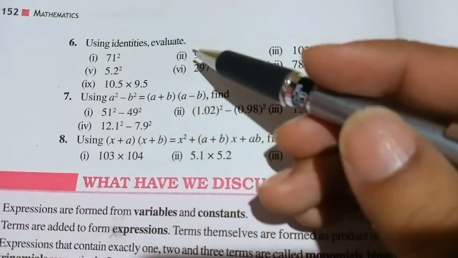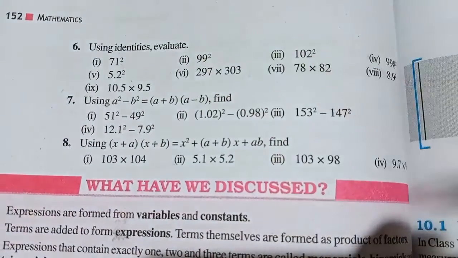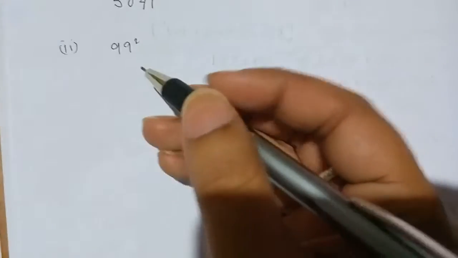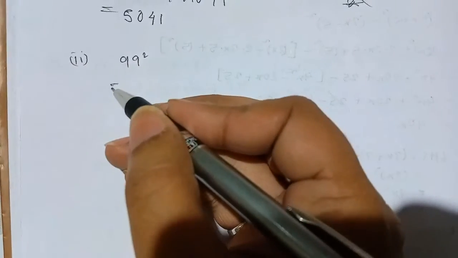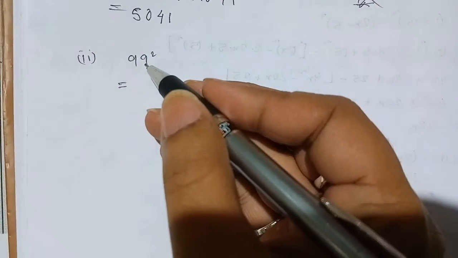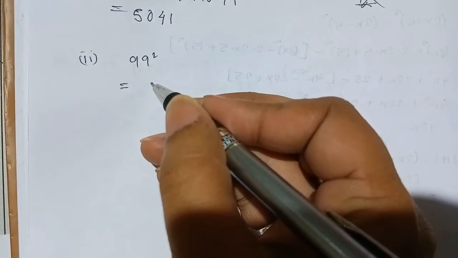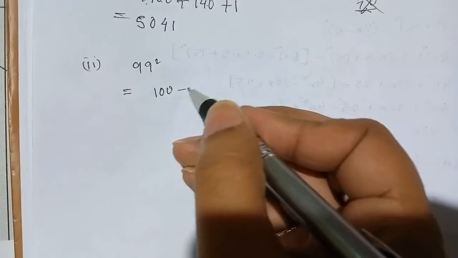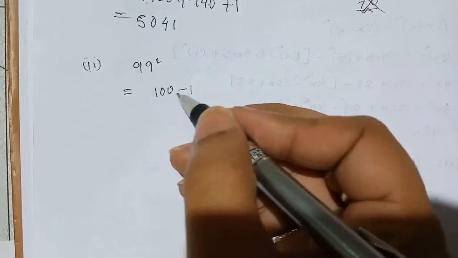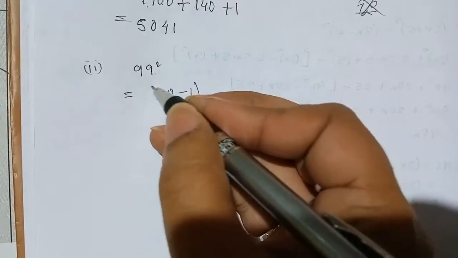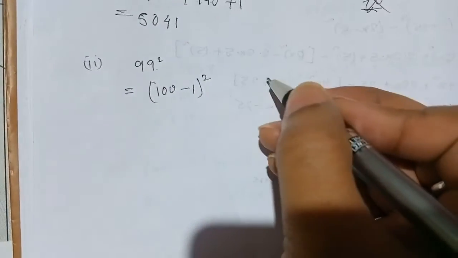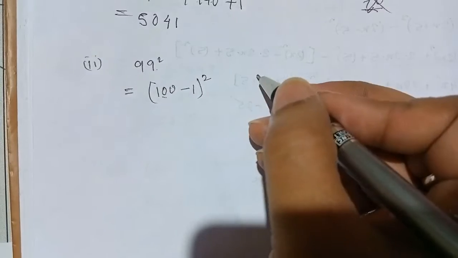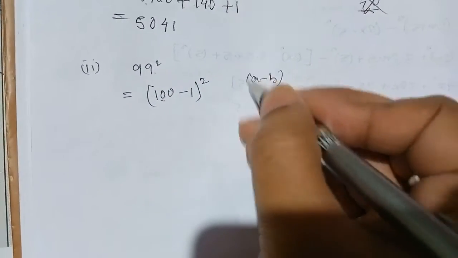Now let's see the second number, 99 square. How to do 99 square? 99 square can be broken into two parts again. So how can you break it? 99 can be written in the minus form, 100 minus 1. 100 minus 1 is 99. So 100 minus 1 whole square. Now this is a and this is b, so we got a minus b whole square.